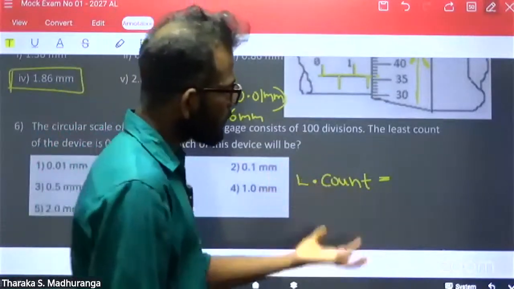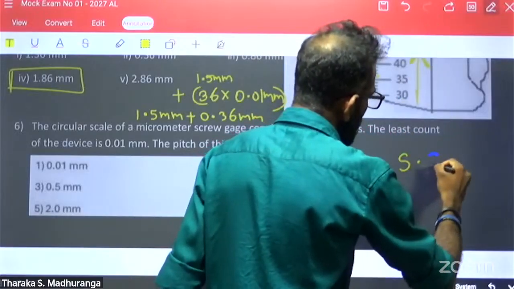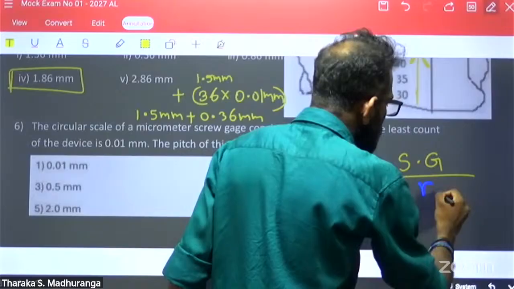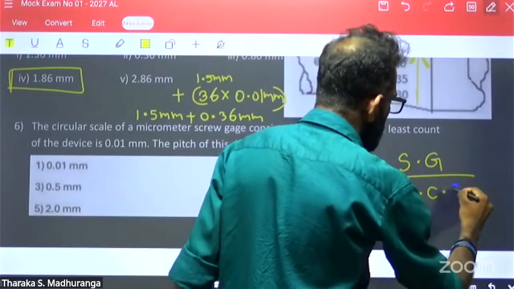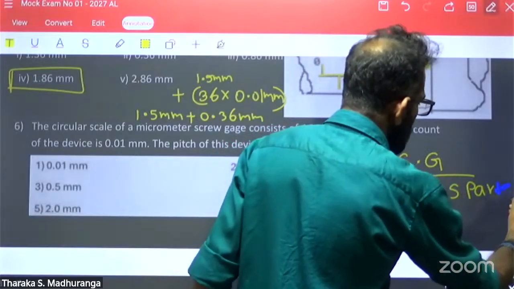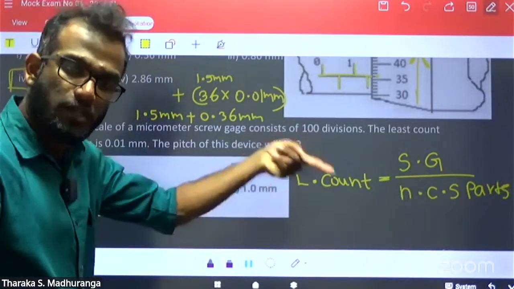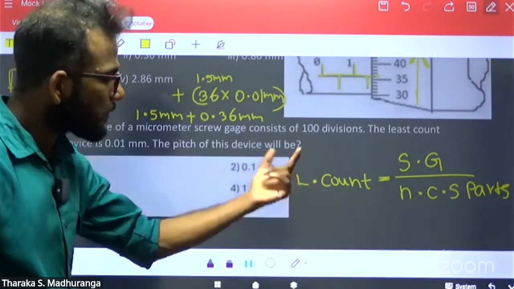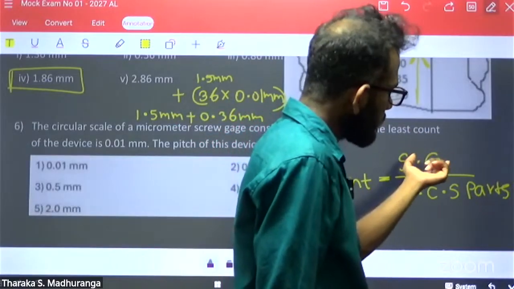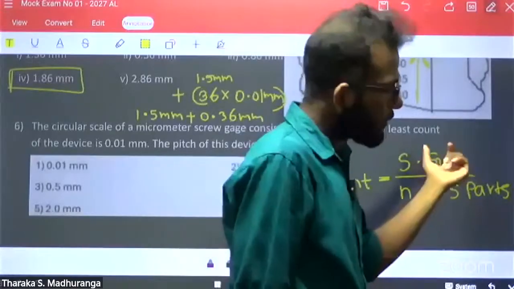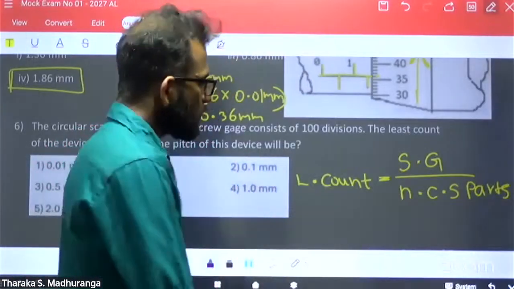Okay, the least count of the micrometer screw gauge is equal to the screw gap divided by the number of circular scale parts. I'm not going to write the full one. If you want, you can note down the equation available in the tute. The least count of the micrometer screw gauge equals the screw gap, or pitch, divided by the number of circular scale parts.